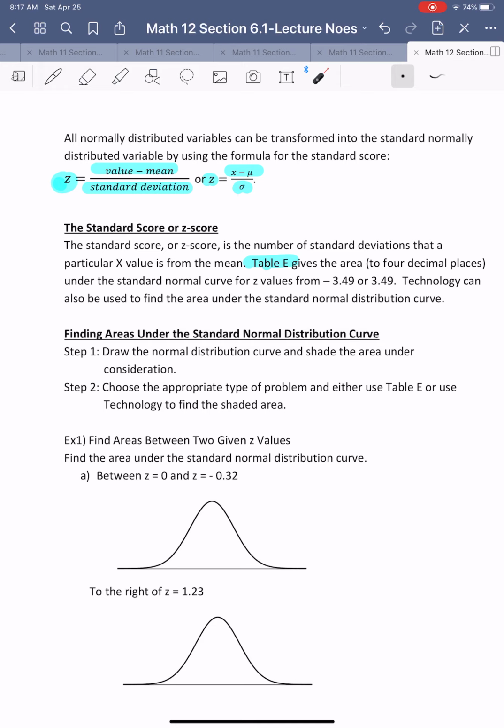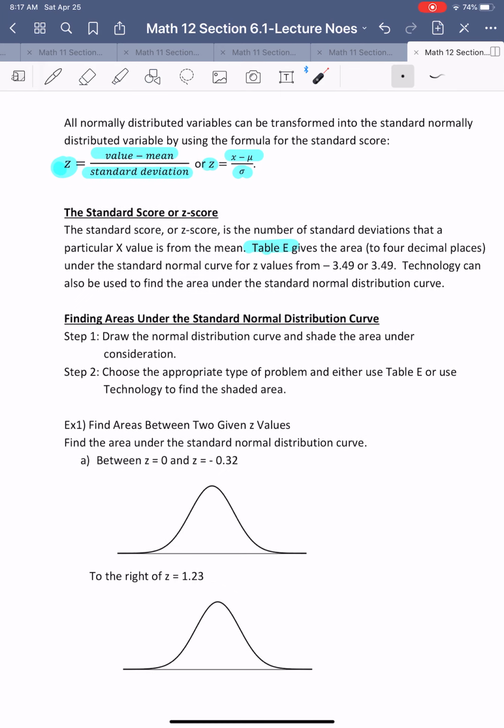But I'm going to use Table E, which I'm attaching in module 6. So please take a look, and I'm also attaching the YouTube video that shows how to find the probability, which is the area, from the z-score.